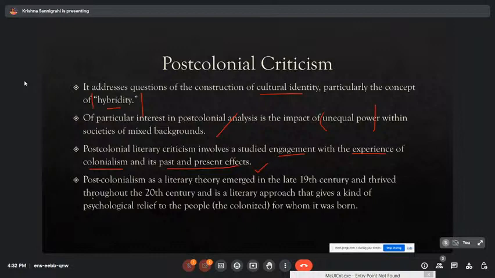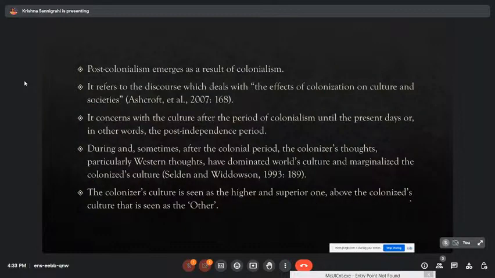Right? Now, post-colonialism as the literary theory emerged in the late 19th century and thrived throughout the 20th century, and is a literary approach that gives a kind of psychological relief to the people, the colonized, for whom it was born. So this is when it started. How did post-colonialism emerge? When we are saying post-colonialism, we can understand it emerged as a reaction. It emerged after colonialism as a signification of the time or the place wherein once colonialism existed. So it refers to the discourse which deals with the effects of colonization on culture and societies.